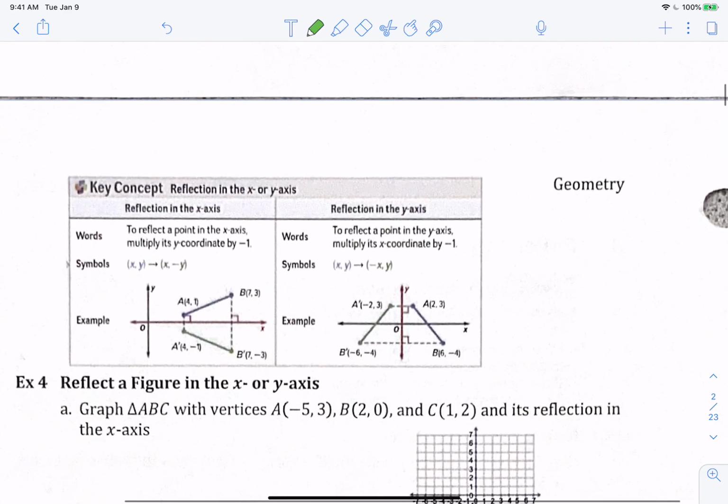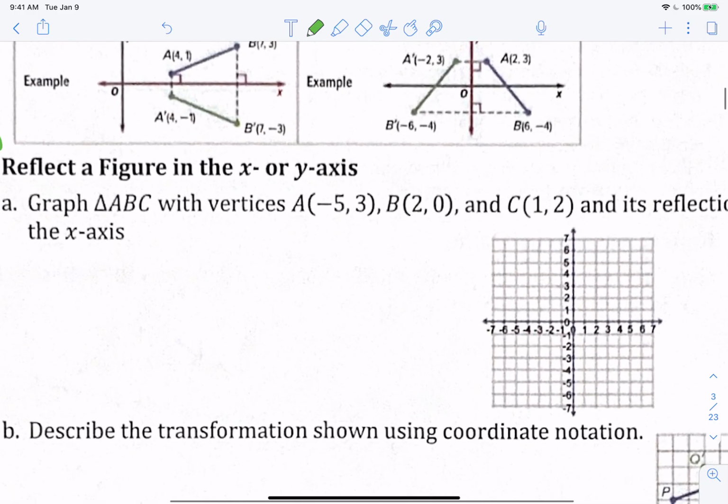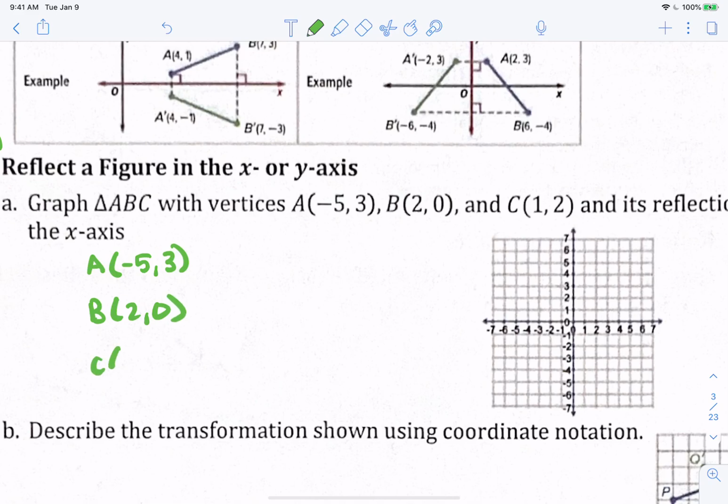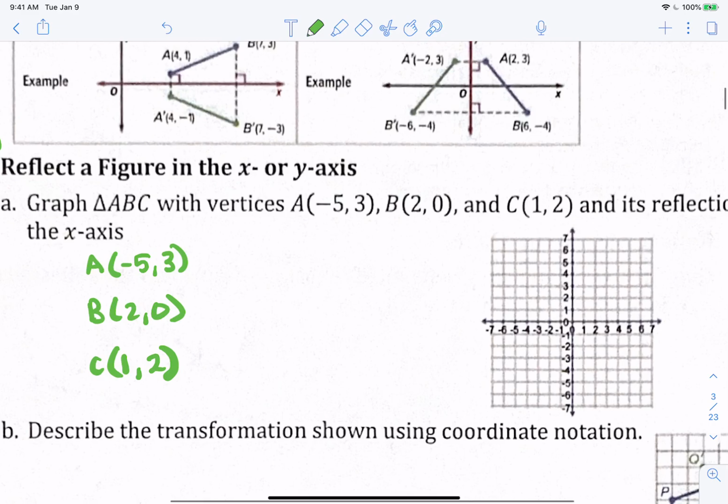This is kind of the same as the little box that we had on your review sheet, so I'm not going to go through that. Let's do this one, and we're not going to graph it first. List these points off to the side: A, B, C. And we're going to write what they become: A prime, B prime, C prime.